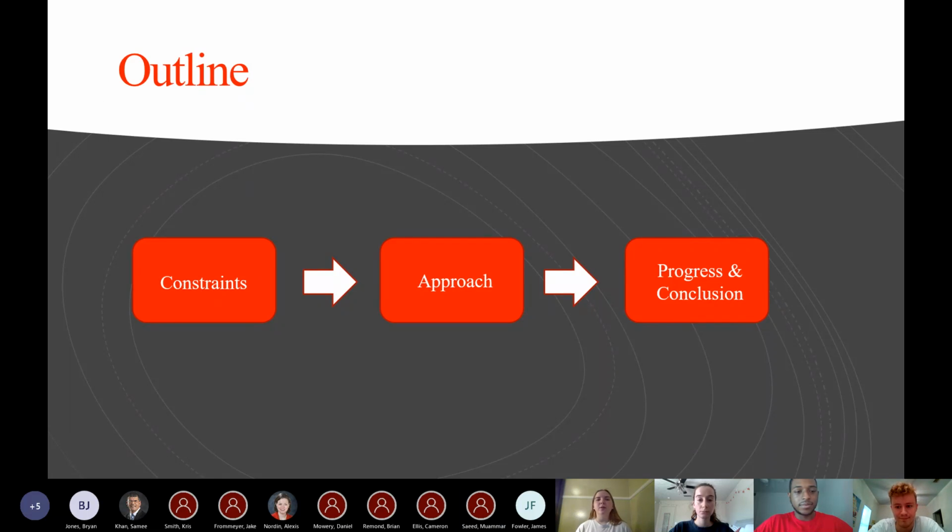Now for our outline, we'll start with constraints, then go into our approach and finish with our progress and conclusion.